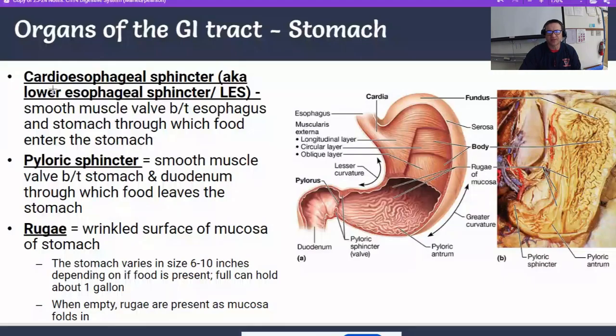All right, so now there's what's called the cardioesophageal sphincter. I've never called it that. I learned cardiac sphincter. Cardiac sphincter. And in my class, that will be correct. Cardiac sphincter right here before as food, the bolus moves from the esophagus into the stomach.